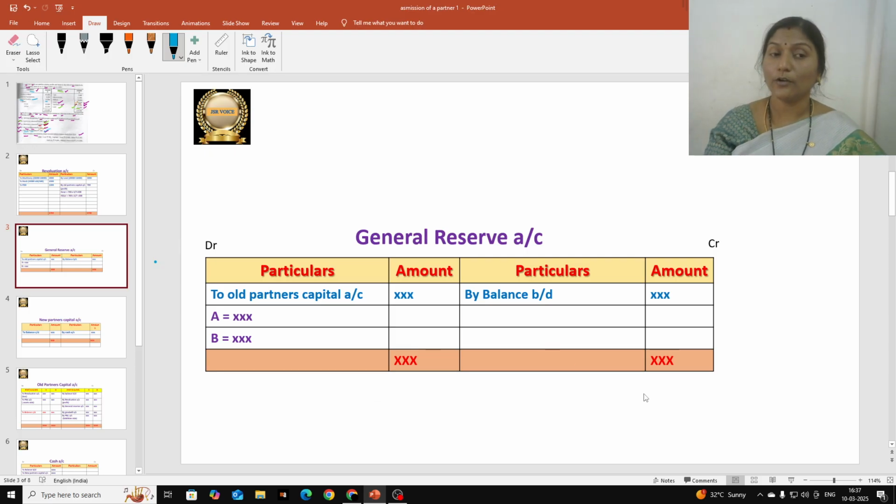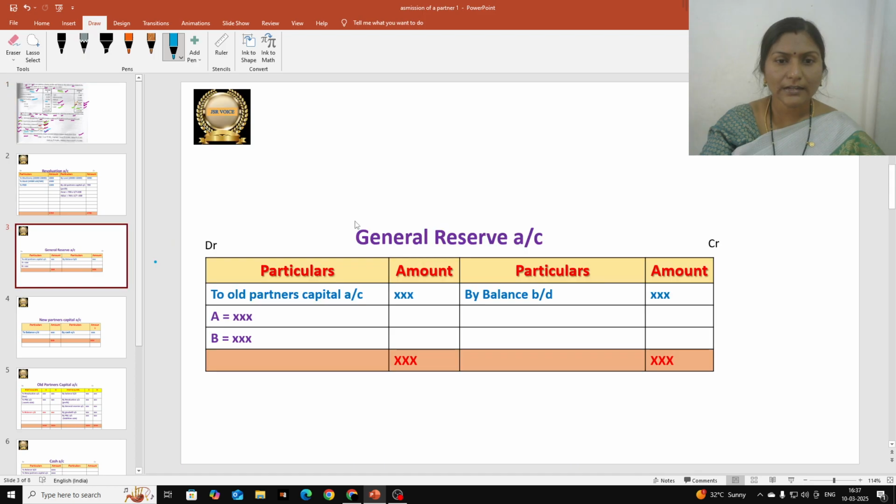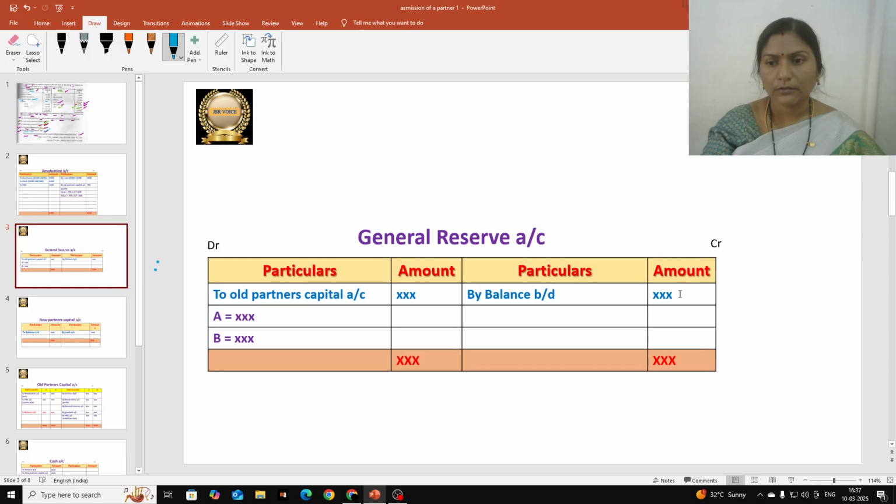Whenever you write brought down, you should bring the amount from the question balance sheet. So what is the general reserve amount here? 14,000. Let us record that 14,000 here by balance brought down 14,000, and this 14,000 we should distribute to old partners on the debit side.